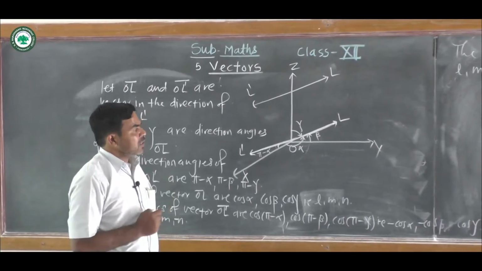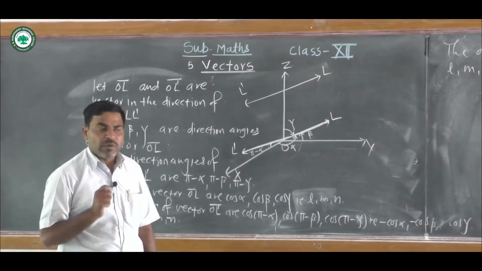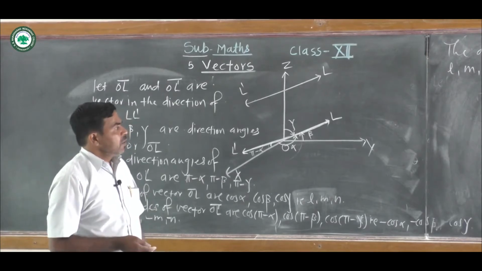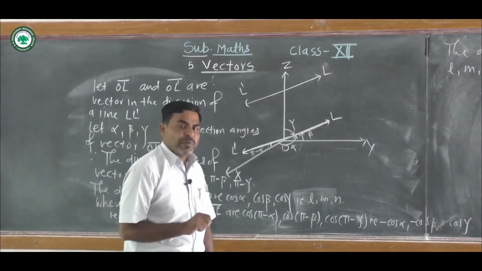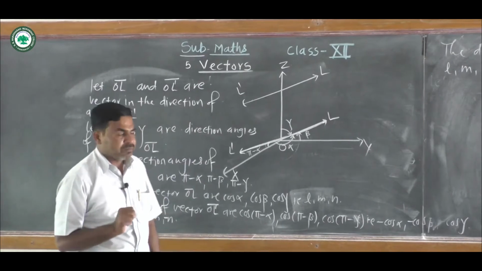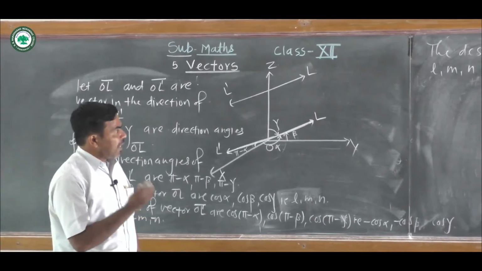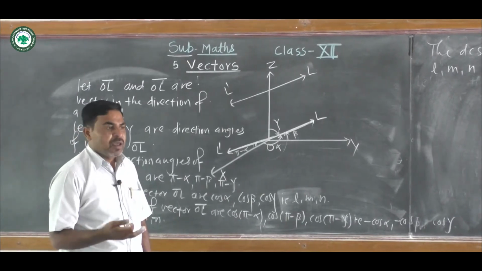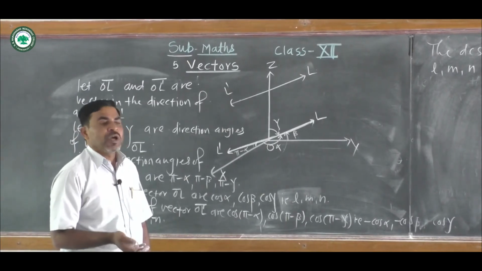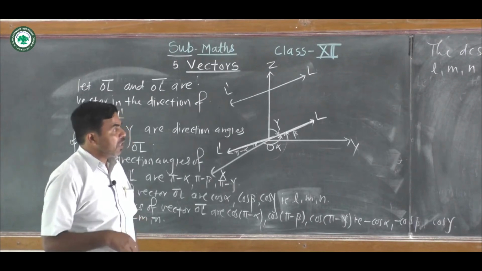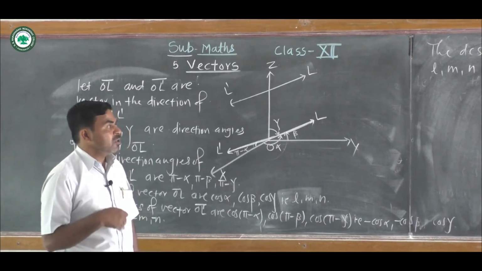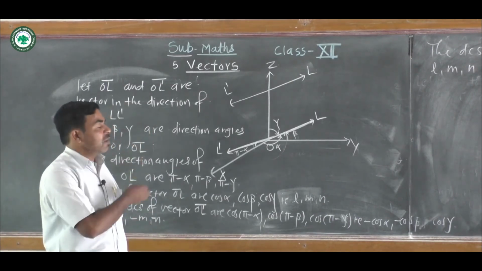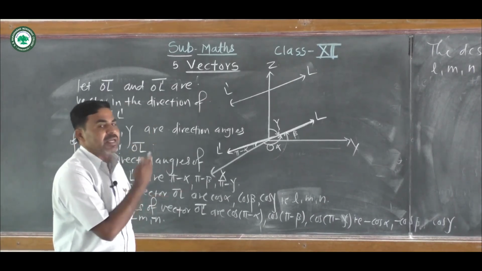Today we have discussed projections of a vector on another vector, in which we have studied scalar projection and vector projection, then direction angles, then direction cosines, and then direction ratios. Also we have seen the relation between direction ratios and direction cosines. In the next lecture we will see examples on the basis of all these concepts. Thank you.